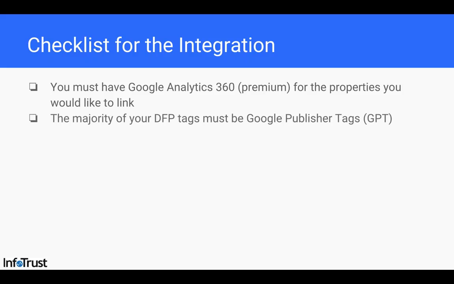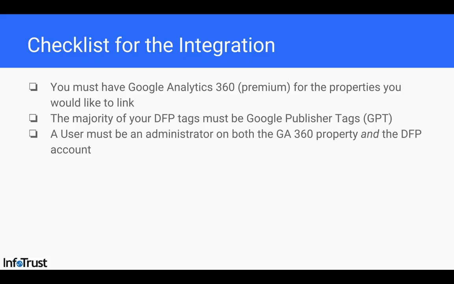Second is the majority of your DFP tags have to be Google Publisher tags. A lot of other publishers that aren't on the newest version are still using legacy Dart tags for DFP. And so if you're using that, you actually have to migrate to the GPT tag first, because the Dart tag is not able to communicate with that GA360 tag. And therefore, you're not able to match up IDs with the different types of actions between DFP and then GA.